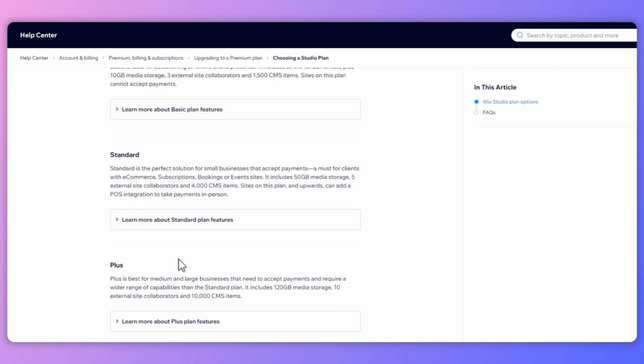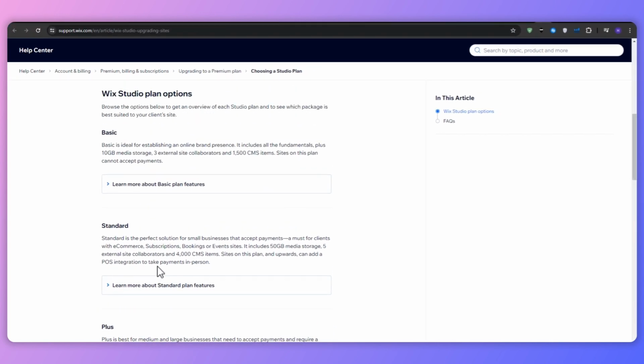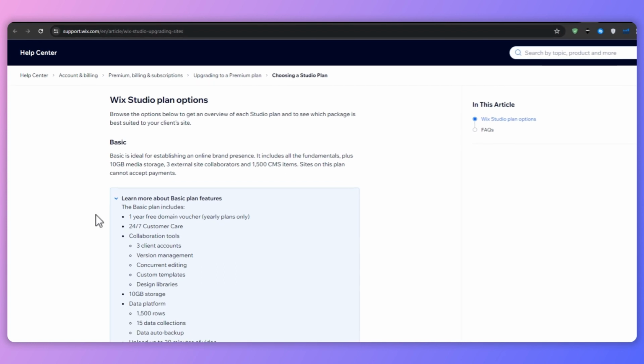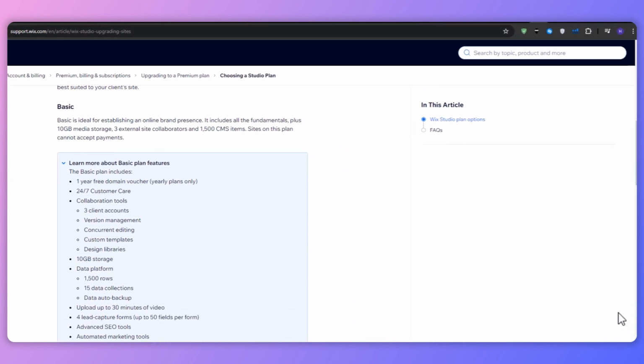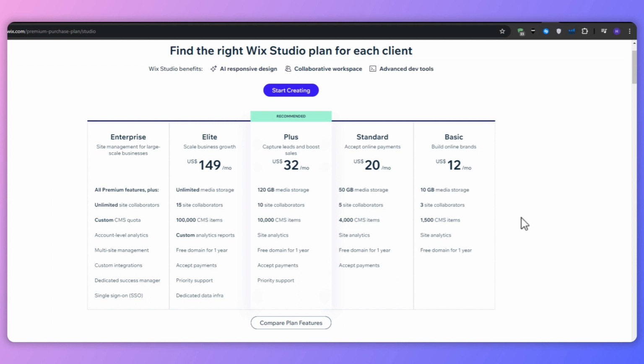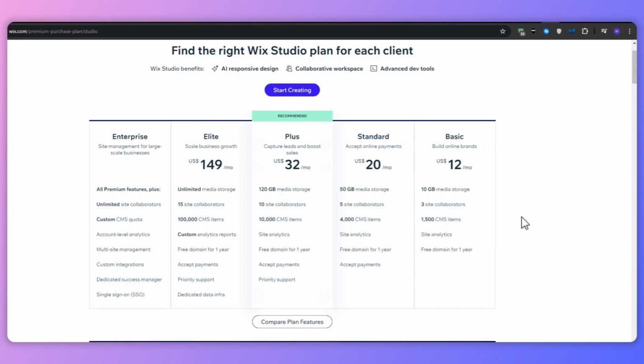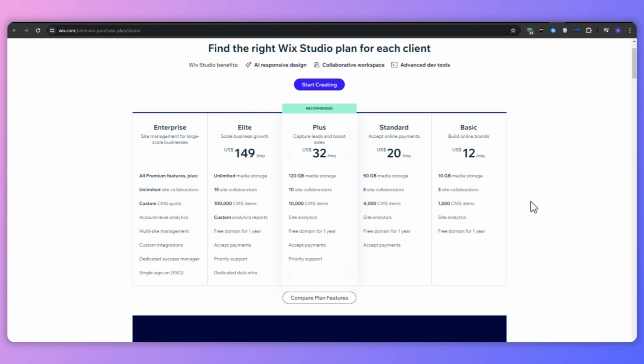Another critical area for consideration is the number of site contributors or collaborators allowed on each plan. The basic plan allows only 3 contributors, while the elite plan accommodates up to 15. So this is the range that we're working with. Additionally, the standard plan allows up to 5 site collaborators, and the plus plan allows up to 10 site collaborators. It's important to note that these limitations may not be suitable for all websites.